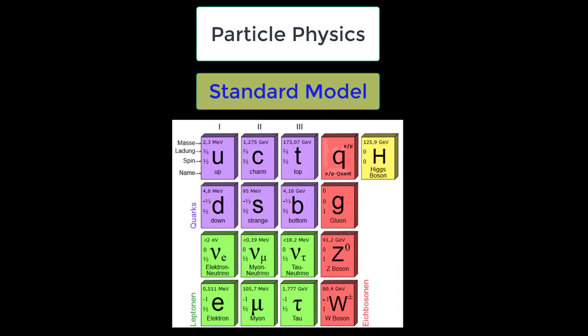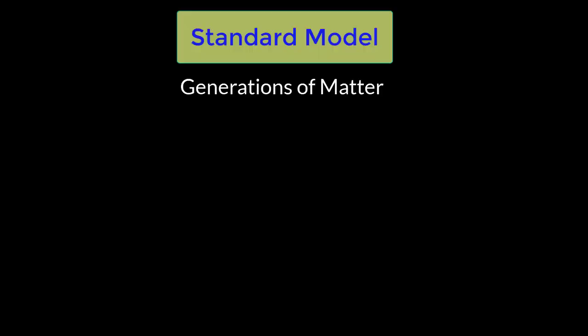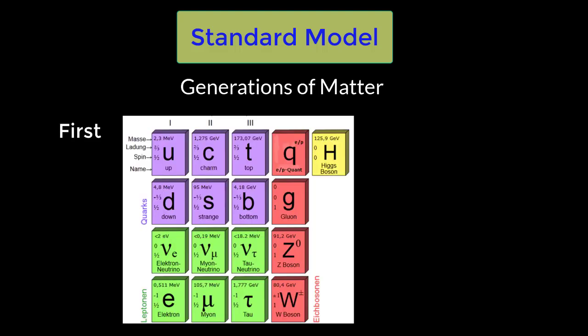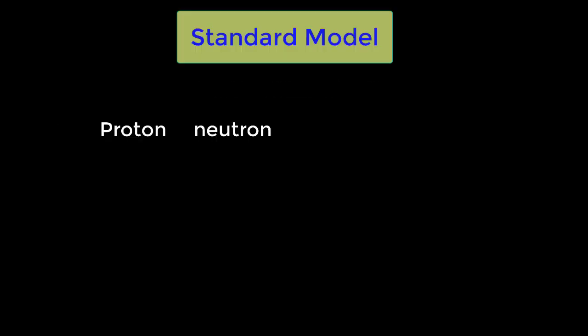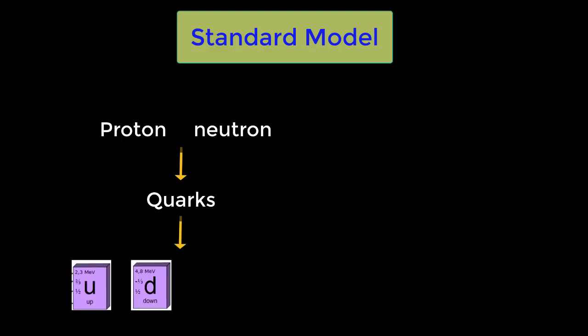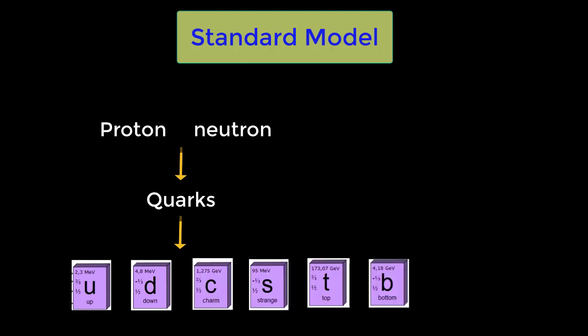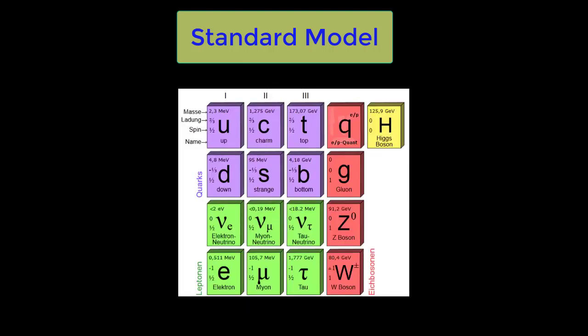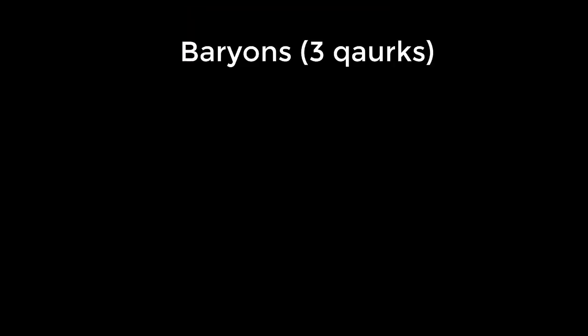Let us now see what these elementary particles that make up the Standard Model are. The Standard Model is subdivided into what is called generations of matter. Let's first look at the first generation. Protons and neutrons are made up of quarks. Now quarks are of different kinds. 6 stable quarks in total. These are up, down, charm, strange, top and bottom. From this, up and down quarks and the electron make up the entire normal matter that is present in the universe. Protons and neutrons are in the family of baryons, which are subatomic particles made up of 3 quarks.